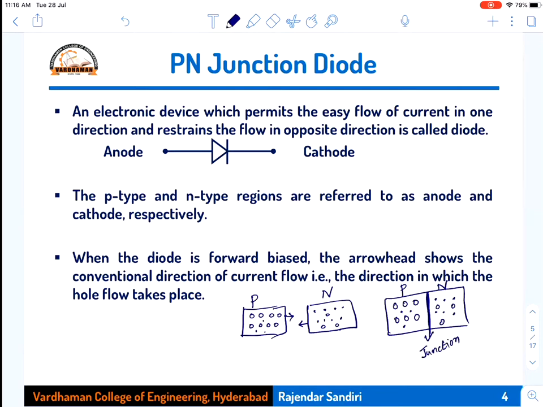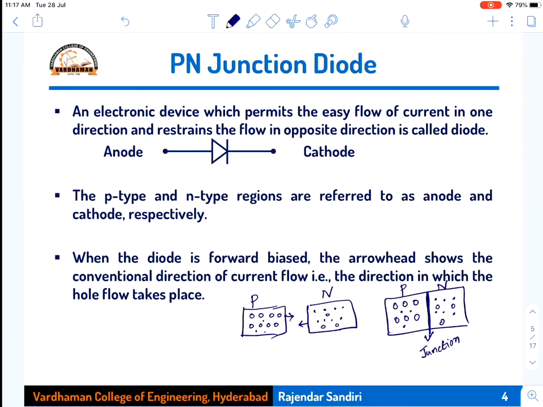The junction is nothing but the point of contact between two types of semiconductor materials, p-type and n-type. So the electronic device which permits the flow of electrons in one direction is called a p-n junction diode. Now the construction of a diode is like this. You take p-type and n-type semiconductor materials and bring them in contact with each other, so that a junction is forming.